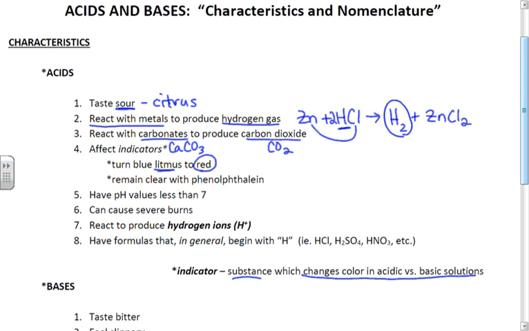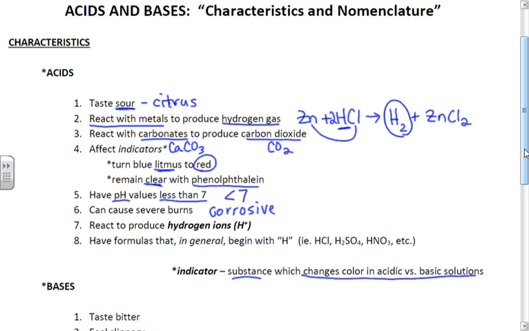If we use the indicator phenolphthalein, the solution will remain clear and colorless. Acids are going to have a pH value less than 7, so between 0 up to 7 or 1 to 7, depending on which pH scale you look at, but it will be less than 7. They can cause severe burns. We know it can damage our skin if it's a strong enough acid because it's very corrosive. That's the word you use to describe things that can eat away at something else.